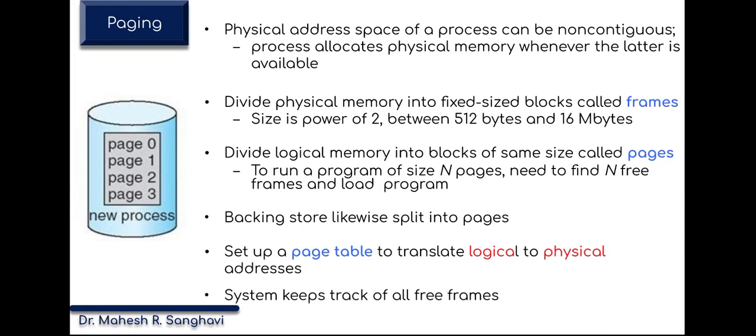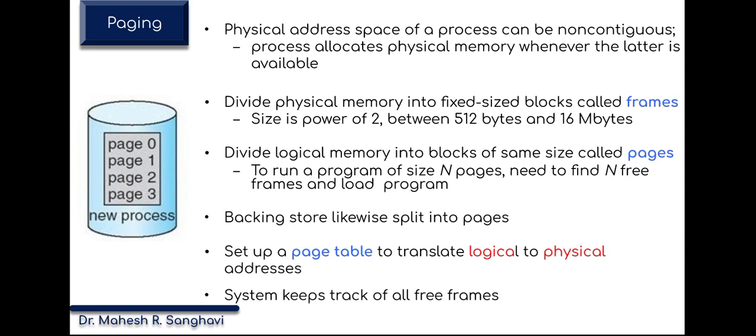If we observe this diagram, it shows a logical memory where the page numbers start at 0 and end at 3: page 0, page 1, page 2, page 3. The physical address space of a process can be non-contiguous. The process is allocated physical memory whenever it is available. It divides physical memory into fixed-size blocks, normally known as frames.